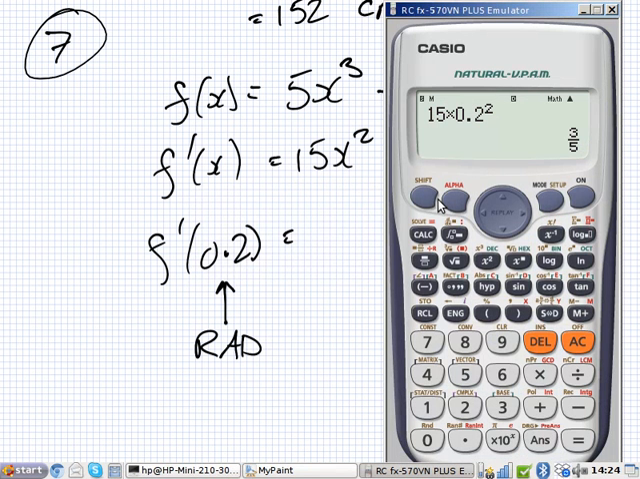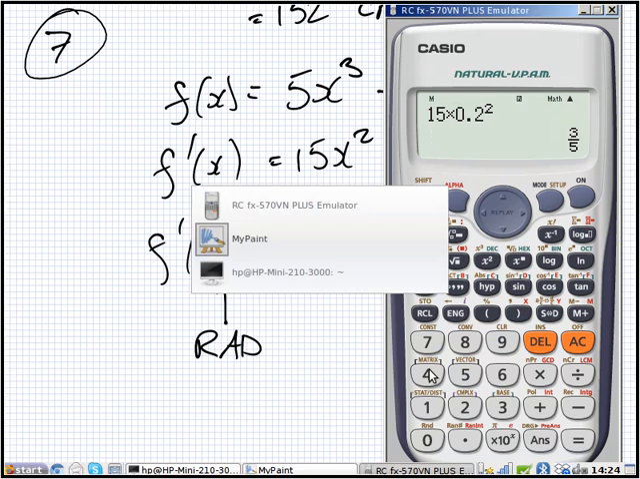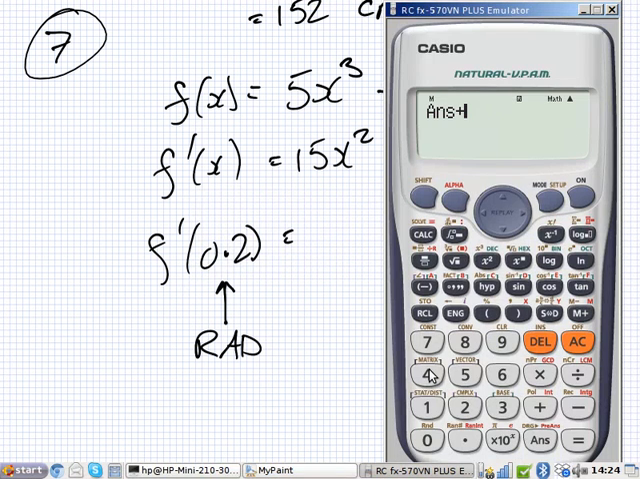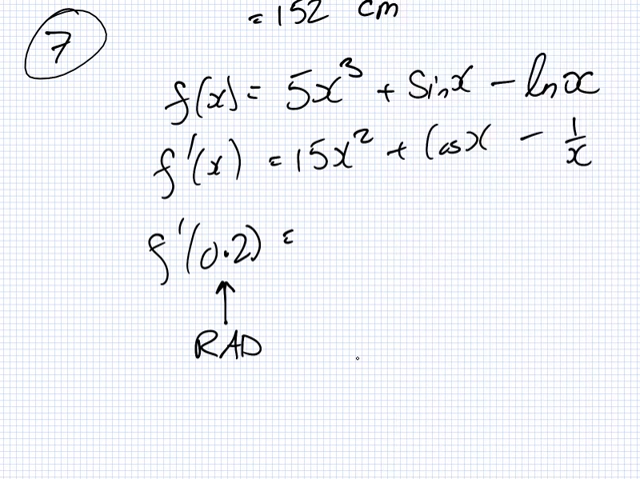So in radian mode, plus cos 0.2 minus 1 over 0.2, and we want 3 significant figures, minus 3.42.